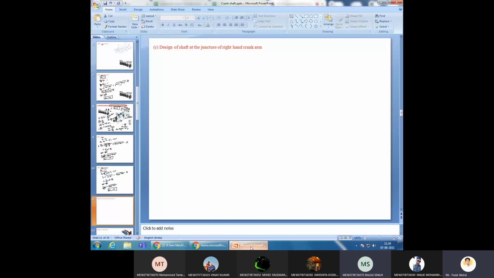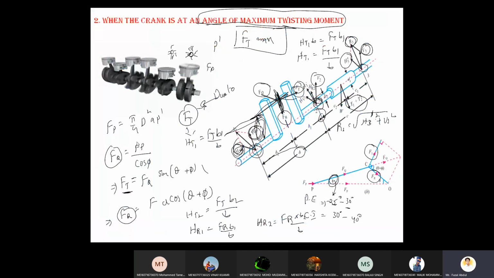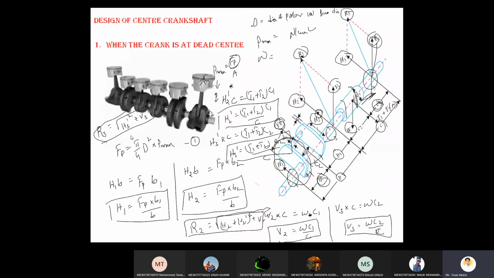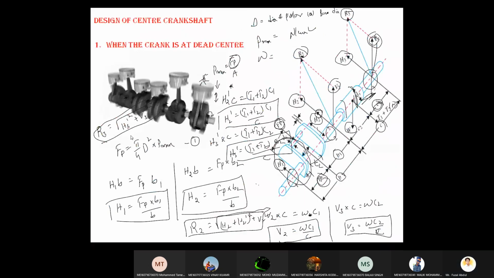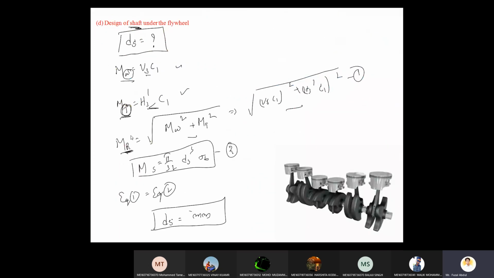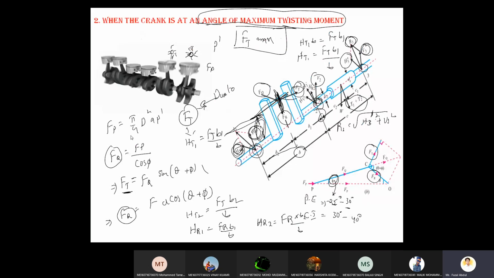So yesterday we were discussing the design of crankshaft. We are designing the crankshaft based on two criteria. The first one is the maximum bending moment, when the crank is at the dead center. The next one is at an angle, when it is subjected to maximum twisting moment. Based on these two criteria, we were discussing the design of crankshaft.